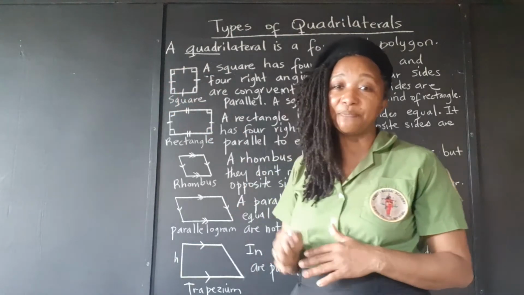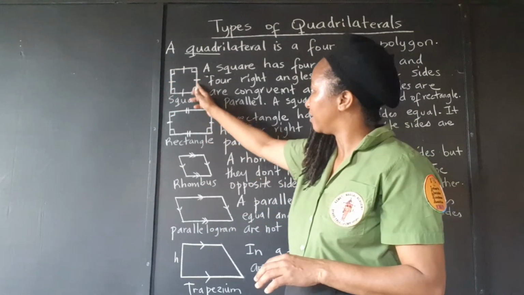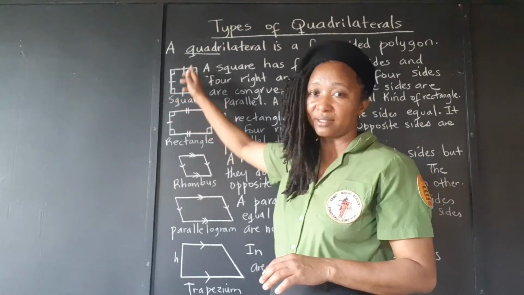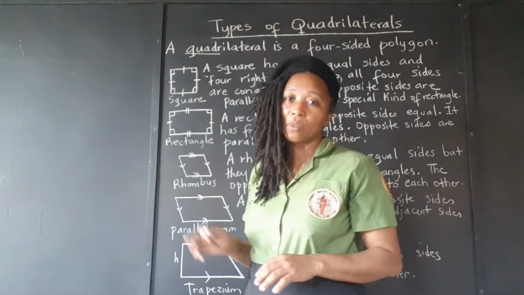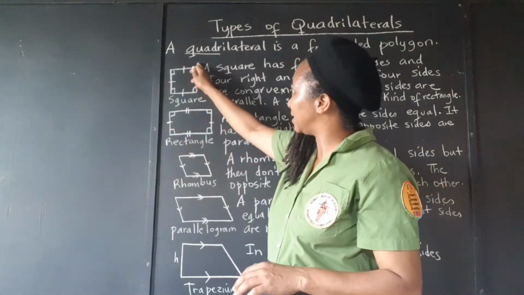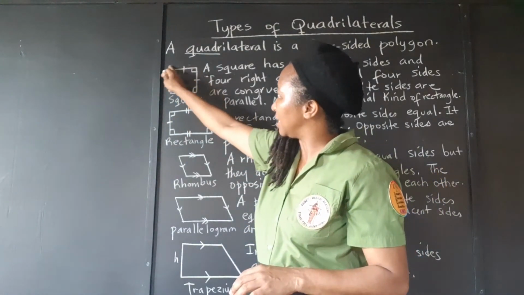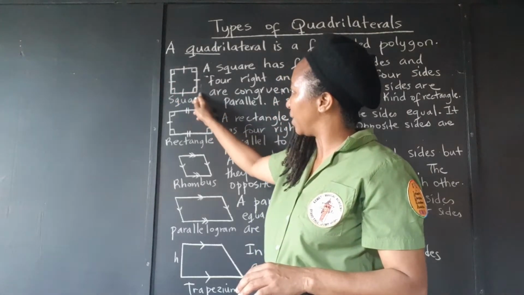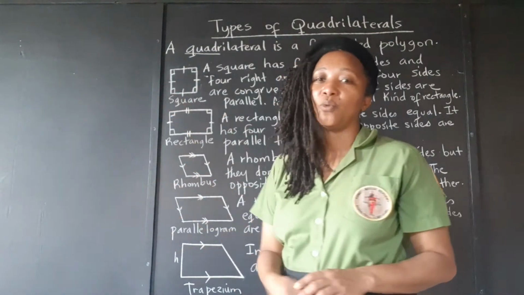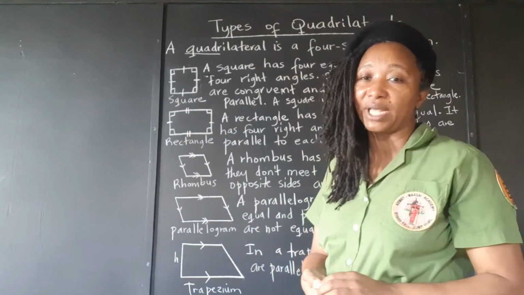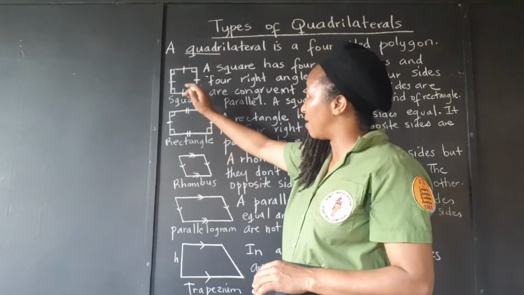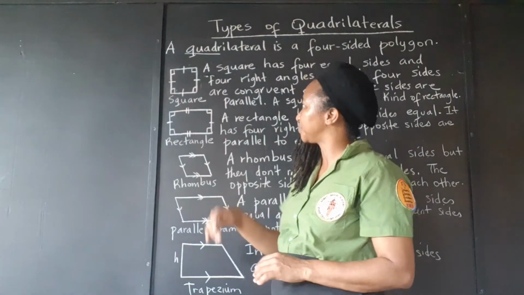So the square has 4 right angles. Therefore, where the 4 sides meet, those are perpendicular lines. Right, so these 2 lines are perpendicular. These 2 here meet at a perpendicular, perpendicular, perpendicular. Where 2 lines are perpendicular, they create a right angle, a 90-degree angle. So in the square, we have 4 90-degree angles.